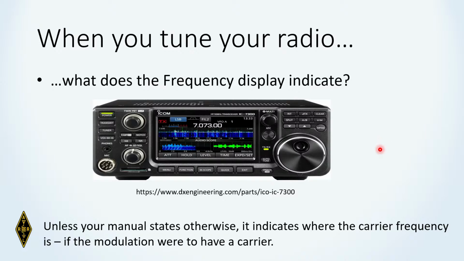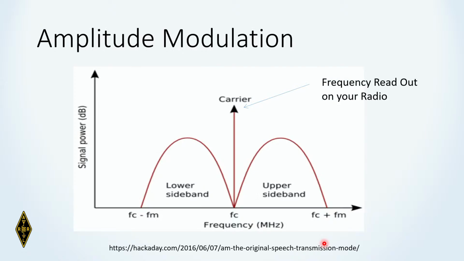Unless your manual states otherwise, and it's very rare to find a radio that's not this case, it indicates where the carrier frequency is if the modulation were to have a carrier. What? So remember, we're talking about a lower sideband signal here. So that's here. Remember, we said it's going to be about 3 kilohertz wide. And this is where the carrier would be.